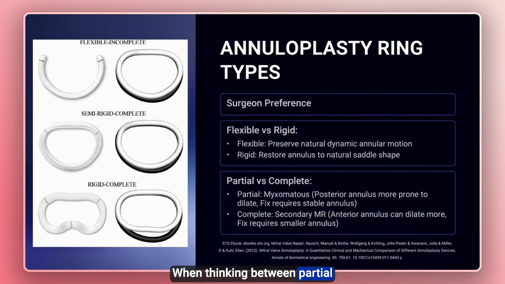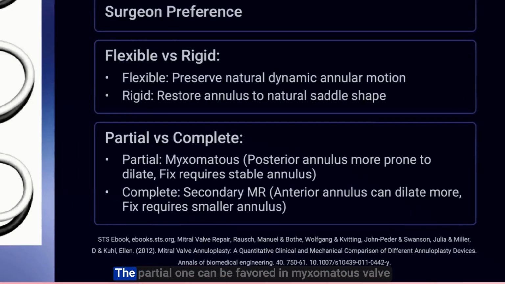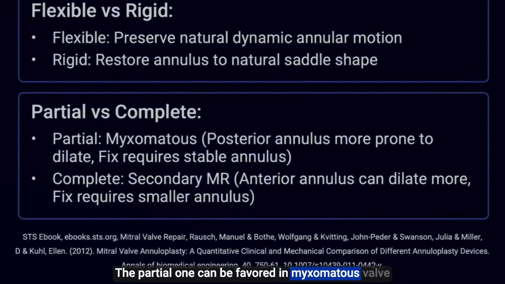When thinking between partial or complete bands or rings, the partial one can be favored in myxomatous valve disease, as it's more common that the posterior annulus is prone to dilate in these patients. So you don't need something on the anterior portion of the mitral valve as well, and the fix purely requires a stable annulus.